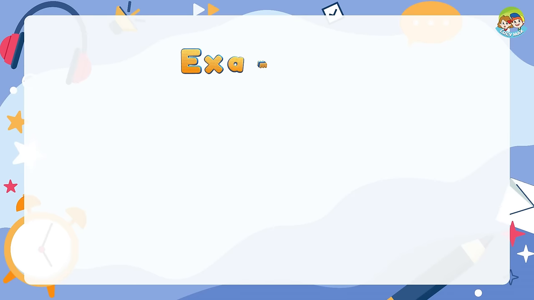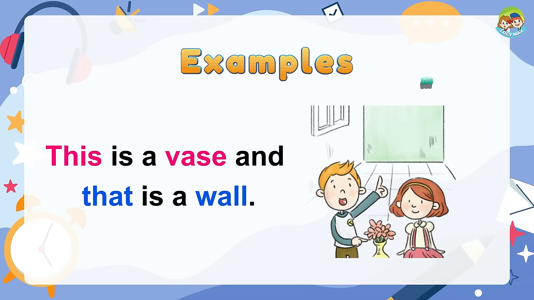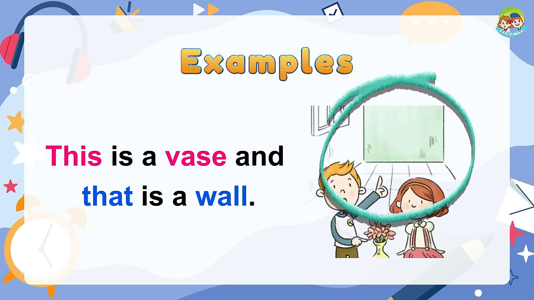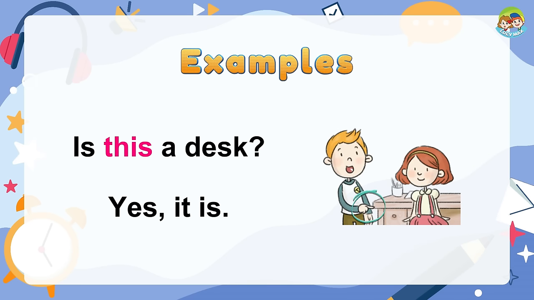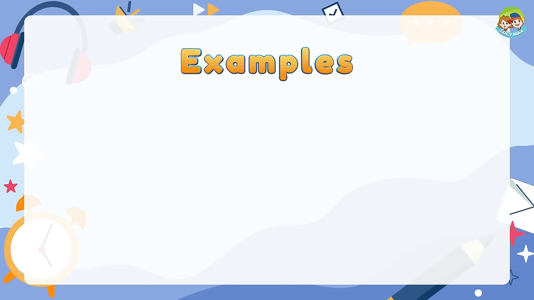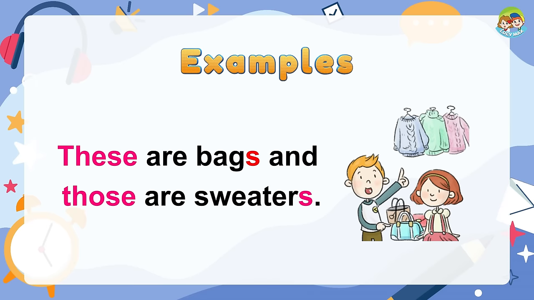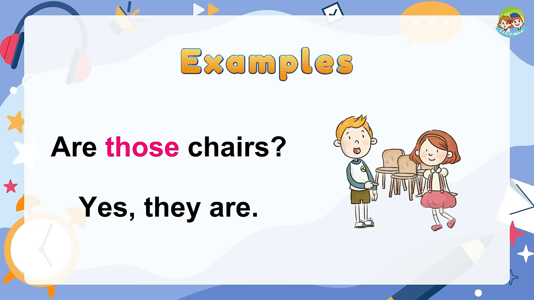Examples. Let's take a look at some examples. This is a vase, and that is a wall. The vase is nearby. This is. The wall is far away. That is. Is this a desk? Yes, it is. These are bags, and those are sweaters. The bags are nearby. These. The sweaters are far away. Those. Are those chairs? Yes, they are.